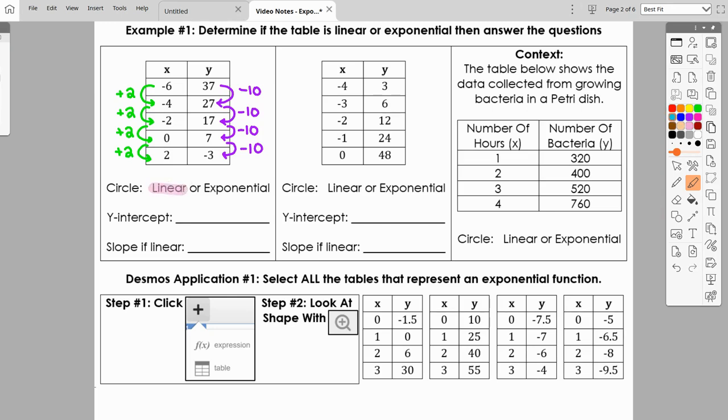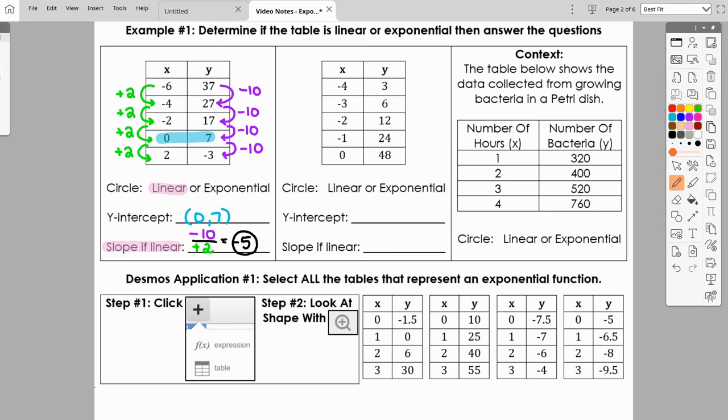I pull the y-intercept by just writing the row that has my x value being 0. So that point is (0, 7). Slope, if linear, well, it was linear, so let's go ahead and do the slope. Remember, that's the change in y over the change in x. So I'm going to write the -10 that I found was the change between every single y value, and I'm going to divide it by the +2, which was the change among all my x values here. When I do -10 divided by 2, I get a -5 for my simplified slope of my table.